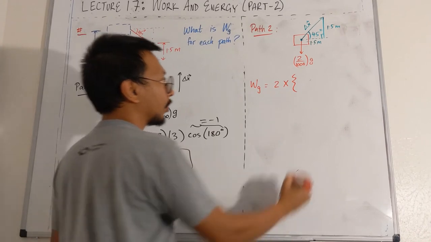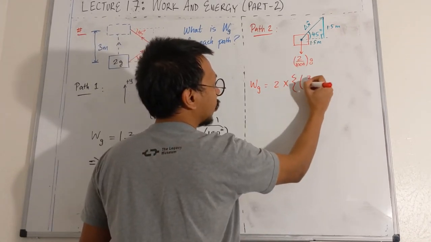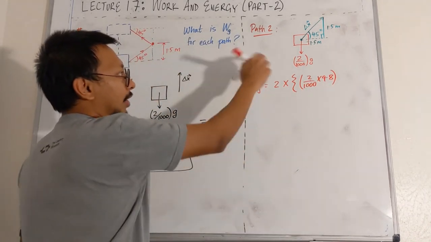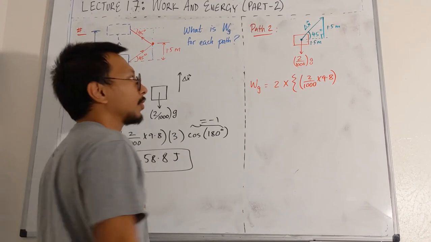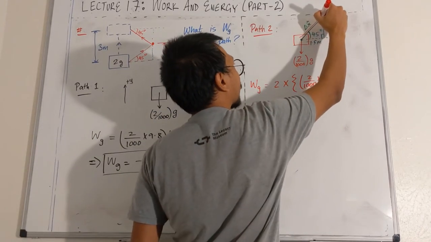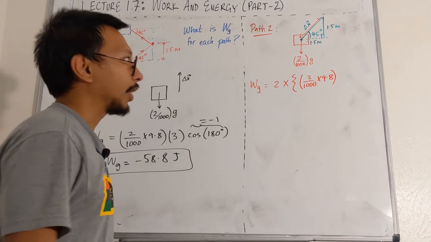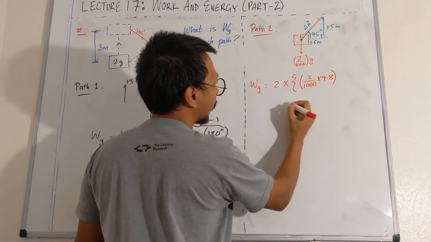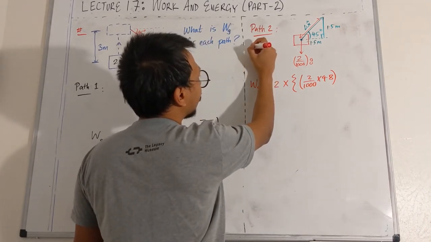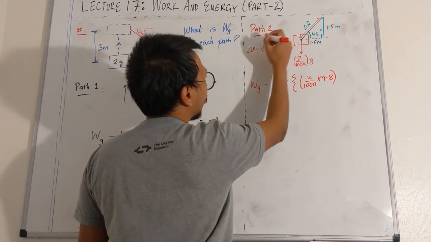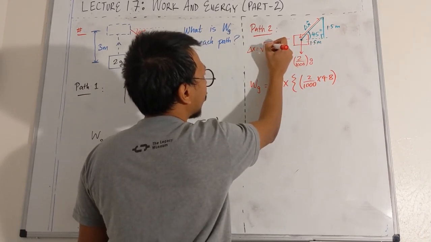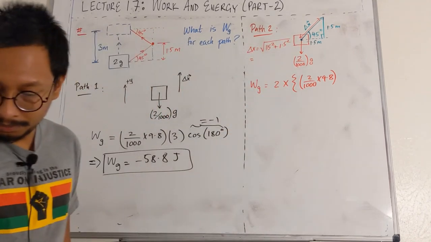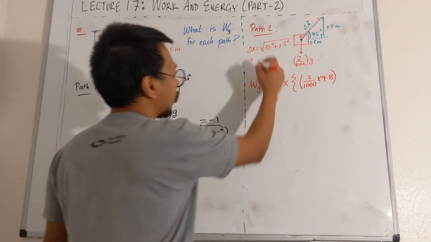So in this path, what is the work done? Work done is the magnitude of the force, which is the weight, 2 over 1000 times 9.8 times the distance it moves. What is the distance it moves? The distance is this hypotenuse of the right angle triangle. All right, when you apply Pythagoras theorem, delta x is equal to square root of 1.5 squared plus 1.5 squared. This comes out to be 2.12 meters.